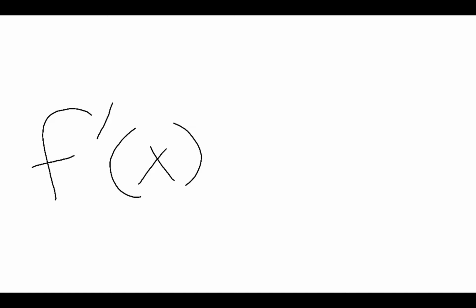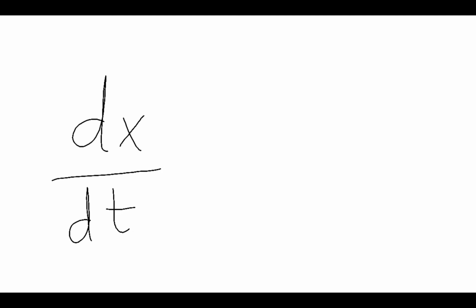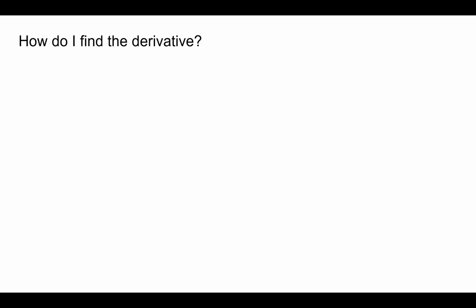Another way of representing the derivative is using a notation like this. You would say dx of dt. And this form comes from thinking about how small a change in t causes a small change in x. All of these notations mean the same thing. We are measuring how quickly a function is changing at a specific point.